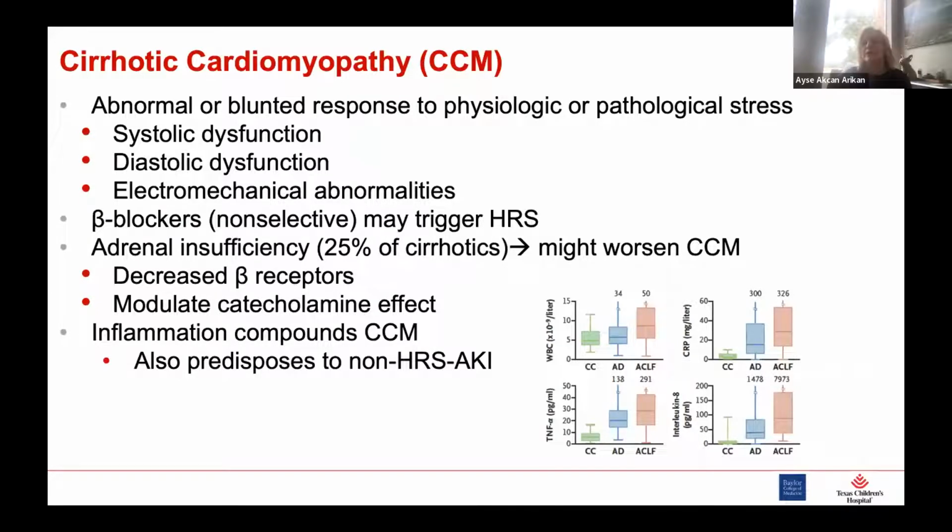The only thing that I would like to highlight from this slide is that adrenal insufficiency, which you heard from Dr. Bashir, common in cirrhotics, even in pediatric patients, might actually also worsen cirrhotic cardiomyopathy, potentially because of its impact on further decreasing of adrenergic receptors and modulating the catecholamine effect. The myocardium in cirrhotics who have cardiomyopathy does not mount an appropriate tachycardic, increased cardiac output response to stress. And this is augmented by adrenal insufficiency and could actually compound the presentation of non-HRS AKI.